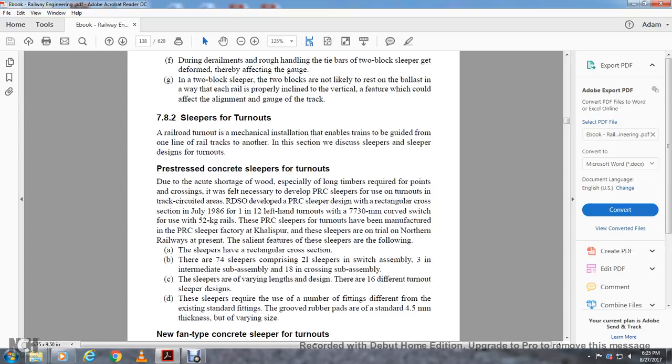Salient features of the sleepers are the following. The sleepers have rectangular cross section. There are 74 sleepers comprising 21 sleepers in the switch assembly, 3 intermediate sub-assemblies, and 18 in the cross assembly. Sleepers are of variable length and design. There are 16 different turnout sleeper designs. These sleepers require a number of fittings different from the existing standard. The grooved rubber pads have a standard 4.5 millimeter thickness, but vary in size.